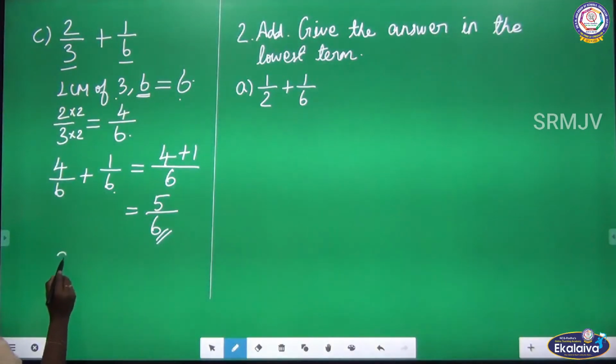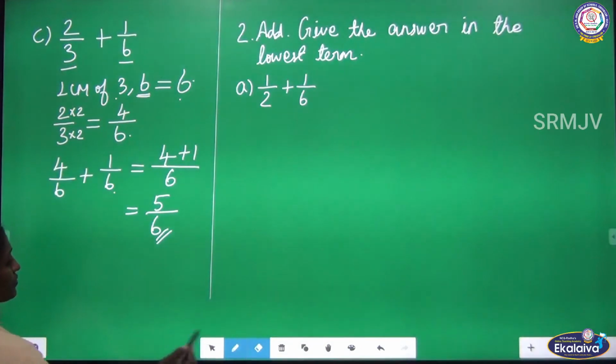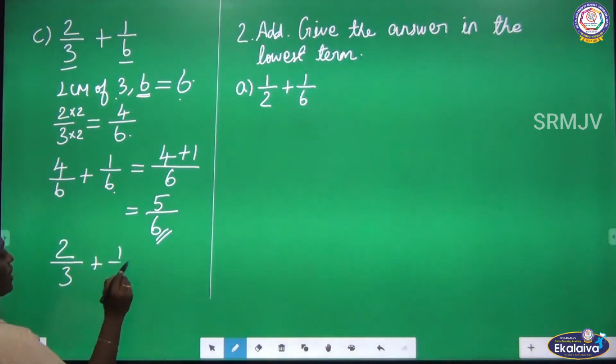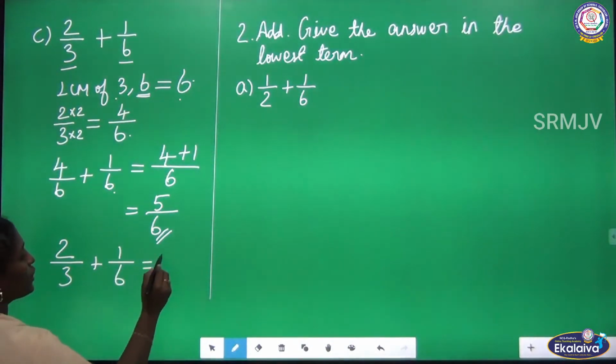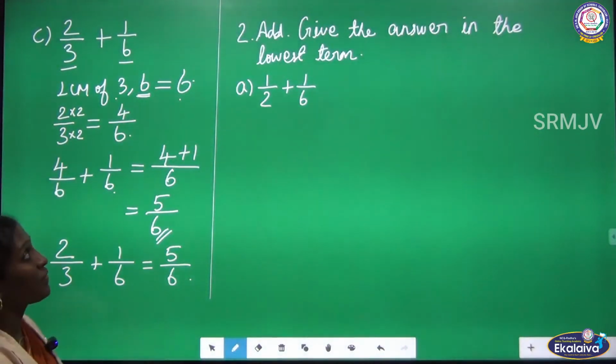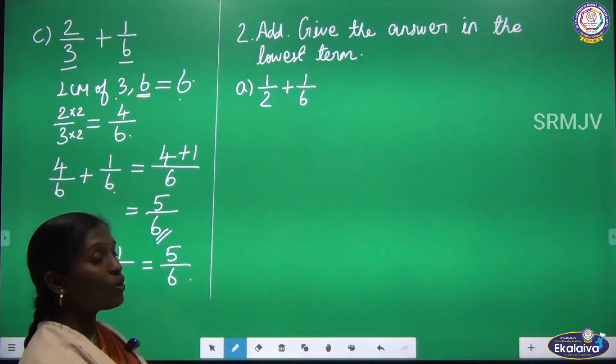Now we have to write the answer for the given question. So 2 by 3 plus 1 by 6 is equal to 5 by 6. Was it clear, children? The next question, add and give the answer in the lowest term.